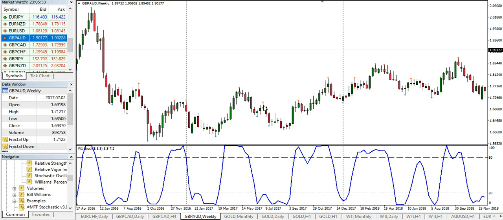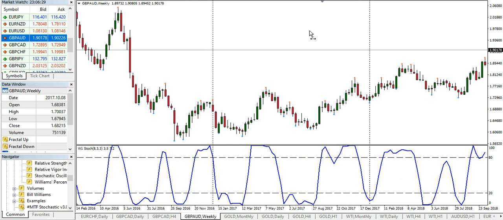So it works like this. The indicator has a buy zone and a sell zone. Whenever this blue line, the oscillator, is below the 20 mark, we're only going to look to buy. And when it is above the 80 mark, we are going to look to sell. It's as simple as that. No matter what, below the 20 we look to buy, above the 80 we look to sell, and this is on the weekly time frame.